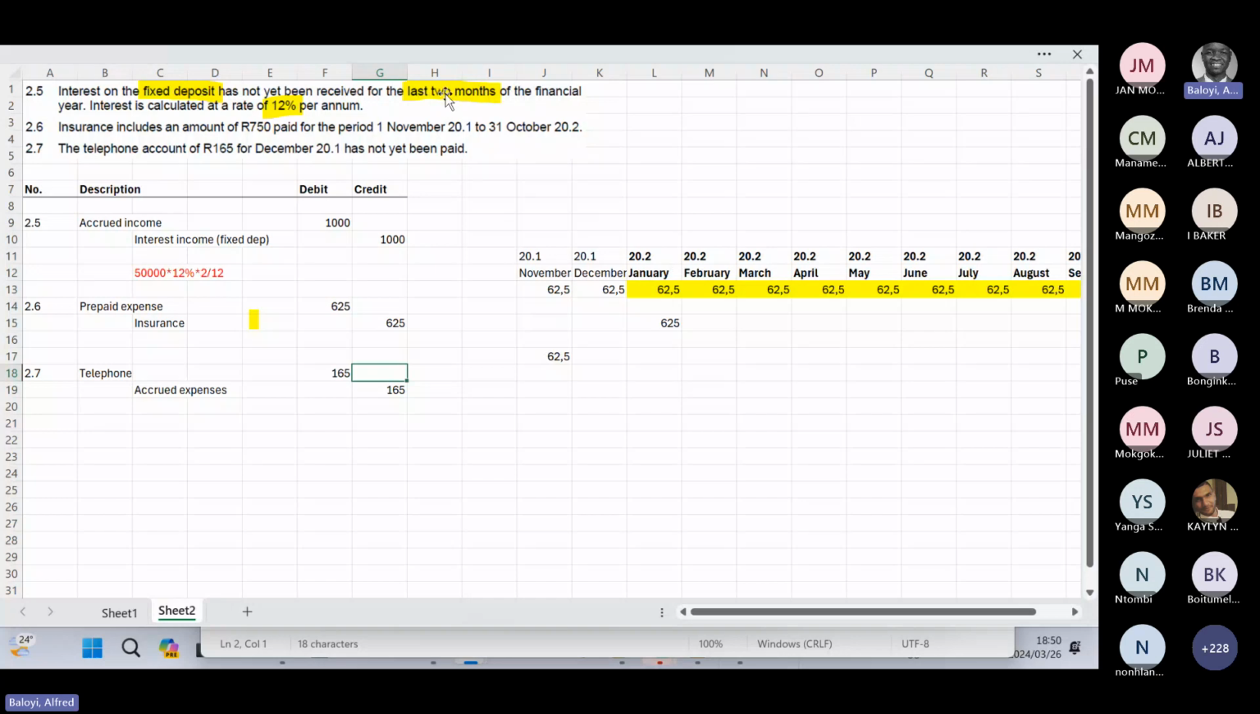Remember, if it was the whole year, you would say 50,000 multiplied by 12%. That would give you the interest for the whole year. But the interest is only for 2 months. So how do you apportion for 2 months? You divide by 12 to apportion for each month, multiply by 2 for the 2 months. Oh, okay. When you practice, you will see it. It's straightforward.